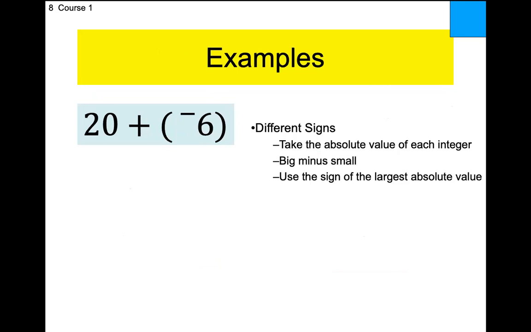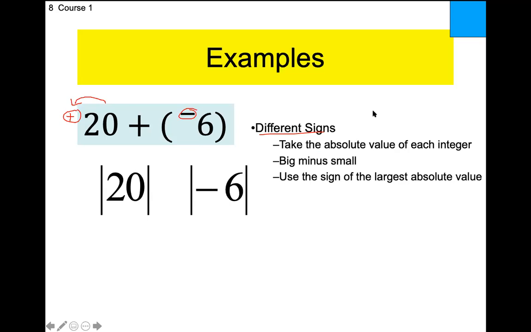Let's do this one. 20 plus -6. Step number 1, we see if we have same or different signs. Hey, there's a plus here and there's a minus here. Those are different signs. One's positive, one's negative. Okay. So we are on the different sign rule, not the same sign. So it says take the absolute value of both. Once again, no one actually writes this. They just simply write the answer.